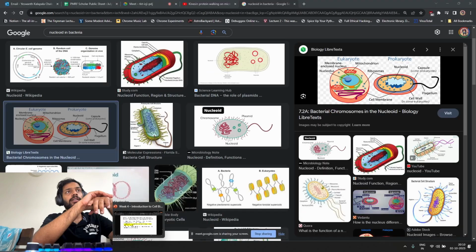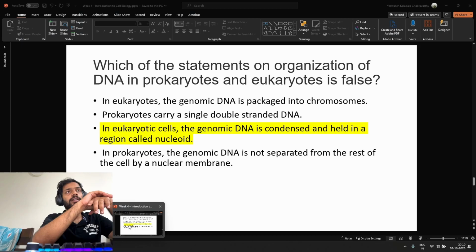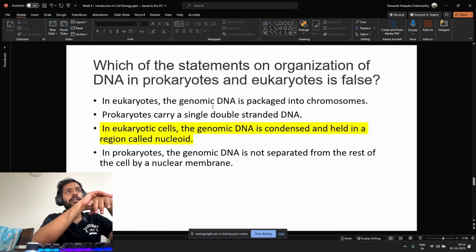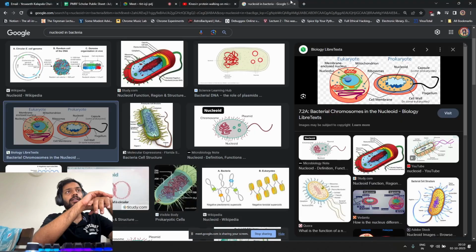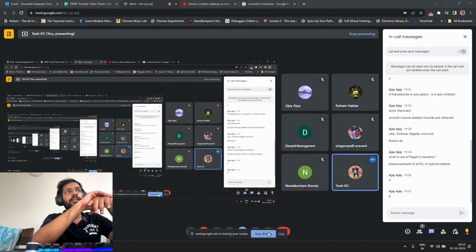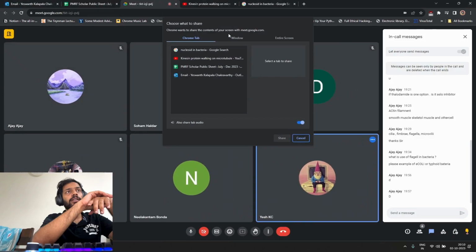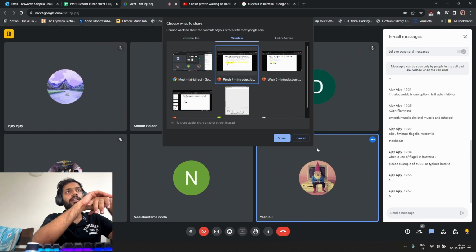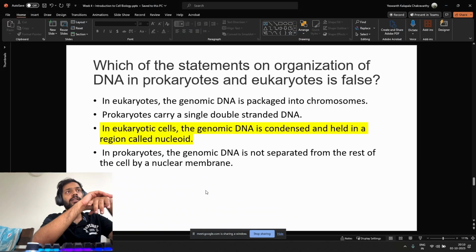Okay. Yeah, I guess we've covered more or less. Oh, sorry, one more or two more. Let me see. Yeah, so the statement that in eukaryotic cells, the genomic DNA is condensed and held in a region called nucleoid is false.